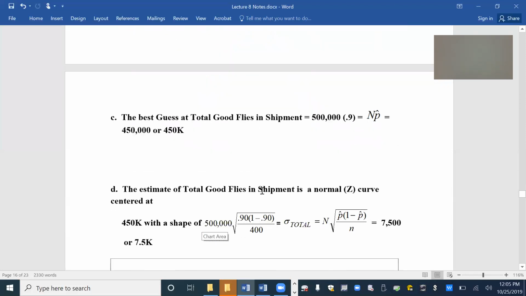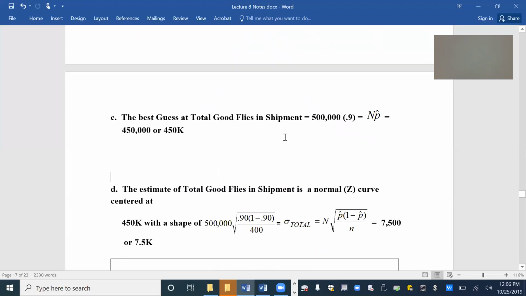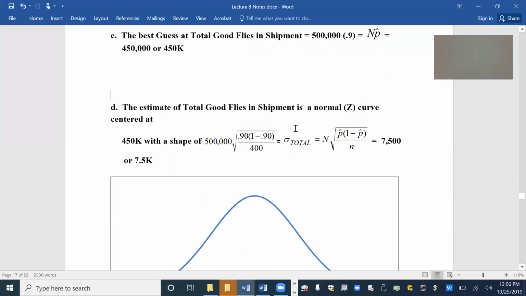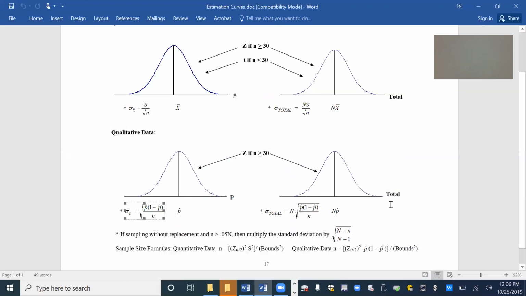All right, so my boss says, okay, I want to know how many good flies we got. Do we have enough good flies in this shipment to cover what we're producing for this batch of fly ice? Okay, what's my best guess at exactly how many good ones I have in the batch? My best guess is 90% of the 500,000 are good. 90% times 500,000 is 450,000. Are exactly 450,000 flies good? No. Give me the shape of the curve.